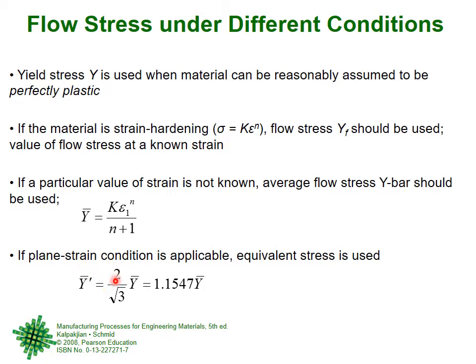Plane strain Y bar. So 2 upon root 3 is 1.1547, 1.155, call it whatever. So this could be Y bar, this could be YF, this could be whatever. Do you understand? If it says in the problem that plane strain conditions are applicable, then whether it is the Y, the YF, or the Y bar, use the equivalent one, this, with a prime. So it could be Y prime, it could be Y dash prime, whatever condition it is.